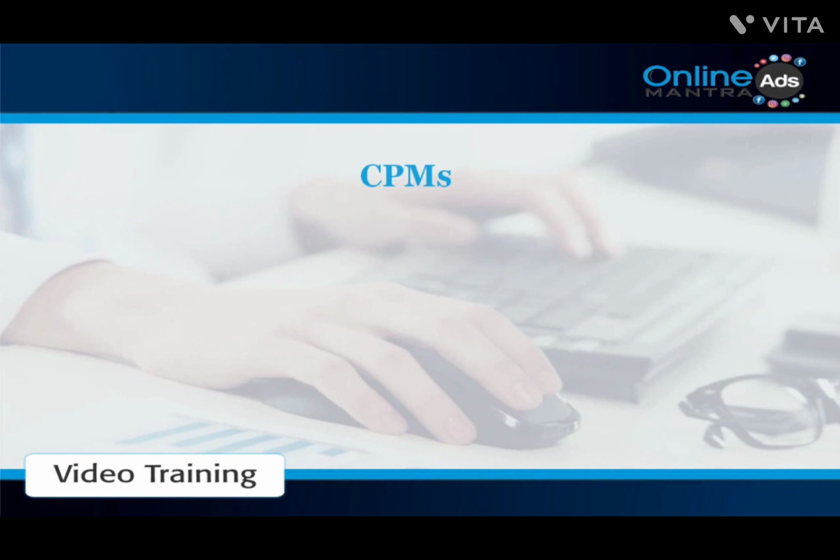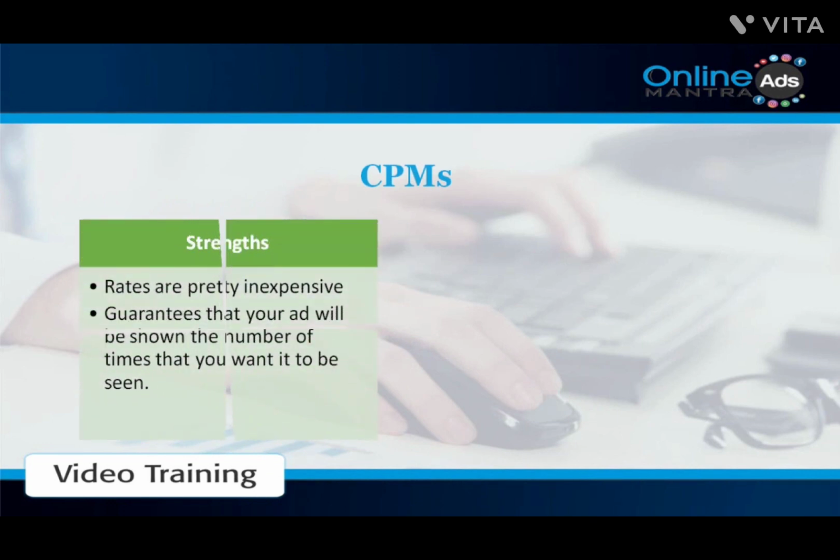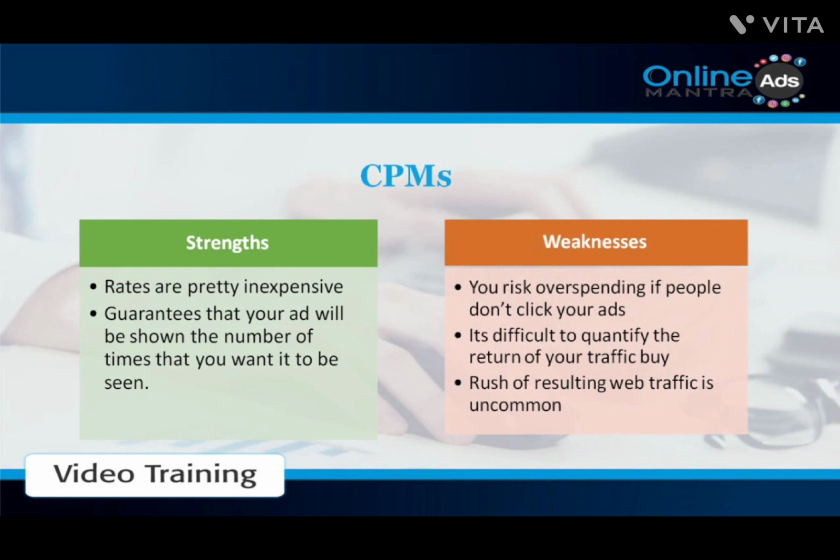CPM strengths. Rates are pretty inexpensive. Guarantees that your ad will be shown the number of times that you want it to be seen. Weaknesses. You risk overspending if people don't click your ads. It's difficult to quantify the return on your traffic. A rush of resulting web traffic is uncommon.